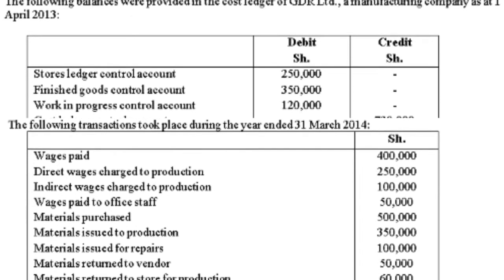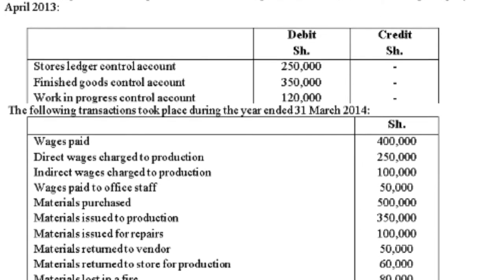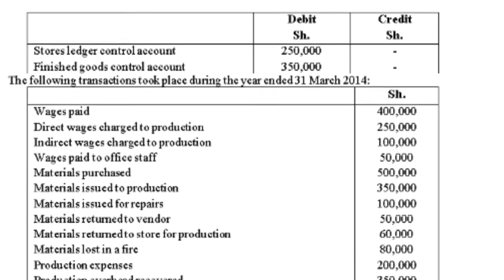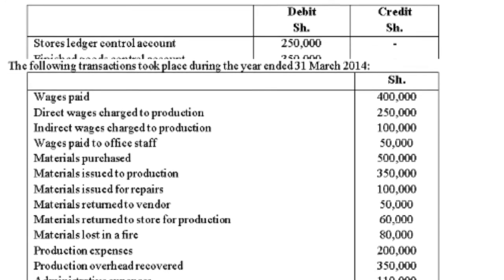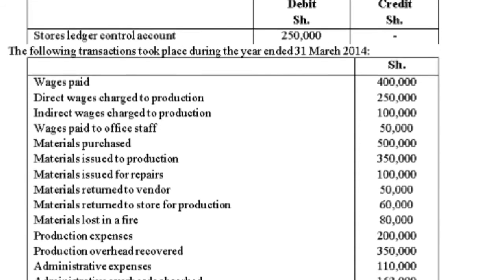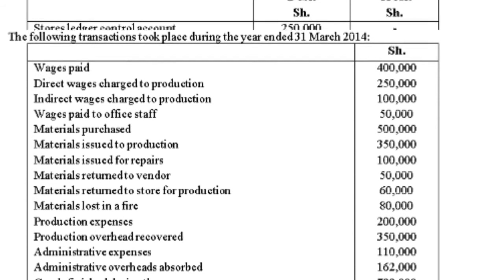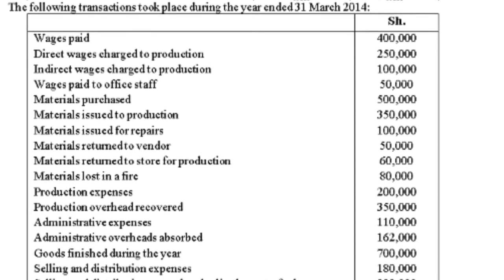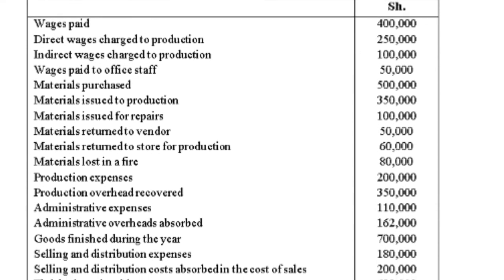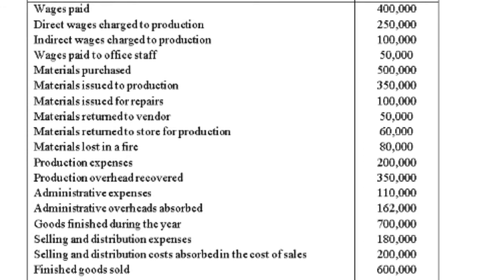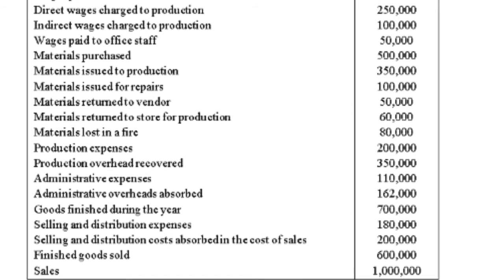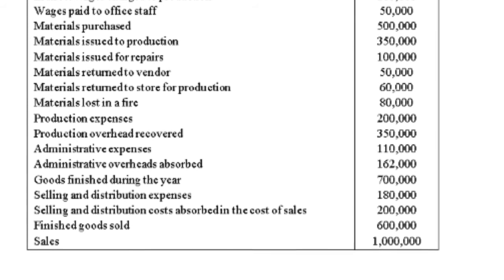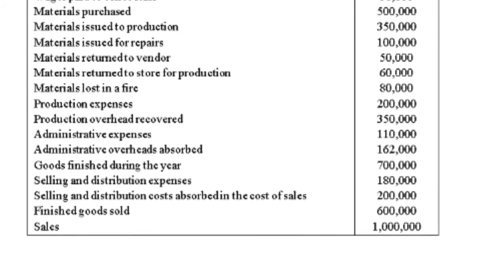Wages paid, shillings 400,000. Direct wages charged to production, 250,000. Indirect wages charged to production, 100,000. Wages paid to office staff, 50,000. Materials purchased, shillings 500,000. Materials issued to production, shillings 350,000. Materials issued for repairs, shillings 100,000. Materials returned to vendor, shillings 50,000.